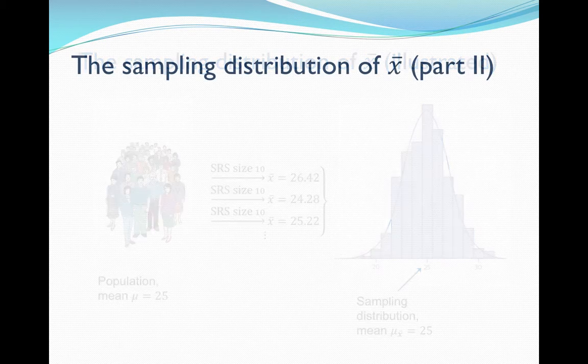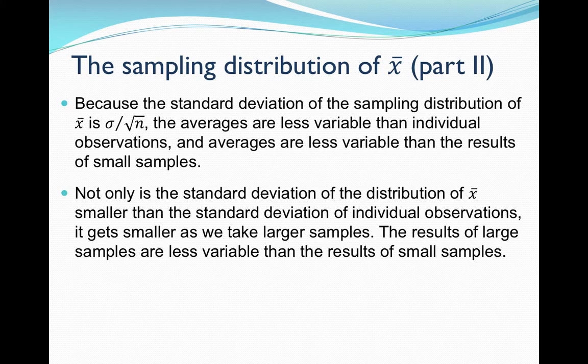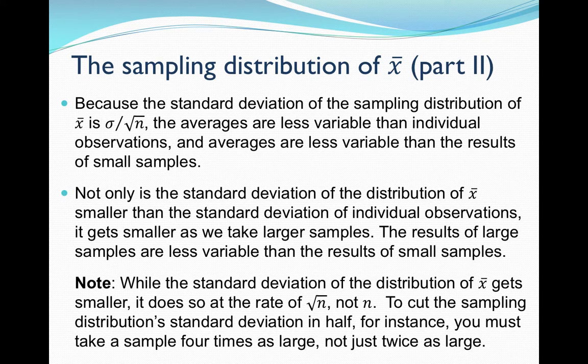Because the standard deviation of the sampling distribution is sigma over root n, the averages are less variable than the individual observations, and averages are less variable than the results of small samples. So while the standard deviation of the distribution of x bar gets smaller, it does so at the rate of root n, not n. So to cut a sampling distribution's standard deviation in half, you have to take a sample 4 times as large, not just twice as large.